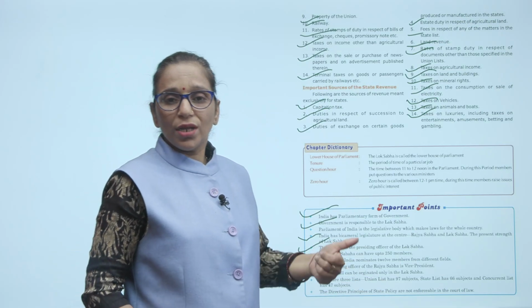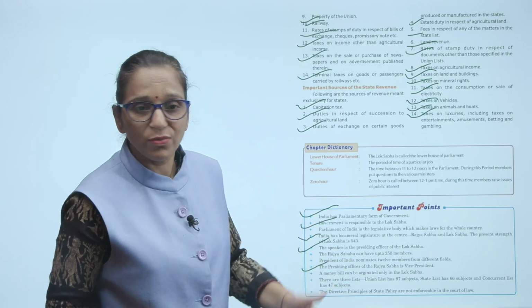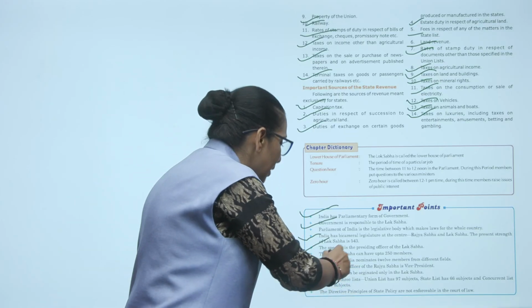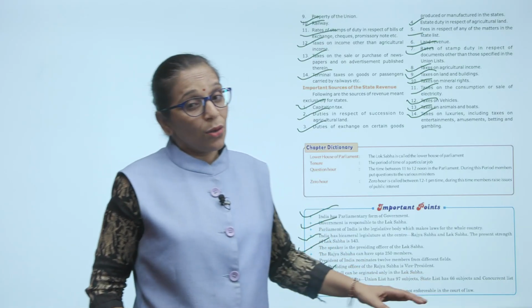There are 3 lists: union list with 97 subjects, state list with 66 subjects, and concurrent list with 47 subjects. Directive principles of state policy are not enforceable in the court of law.